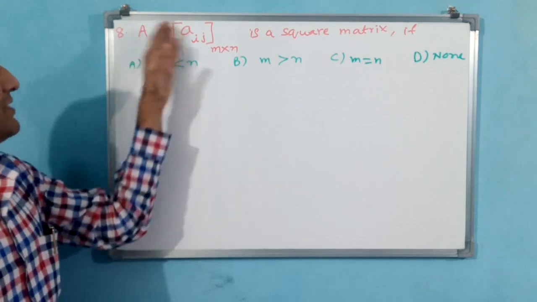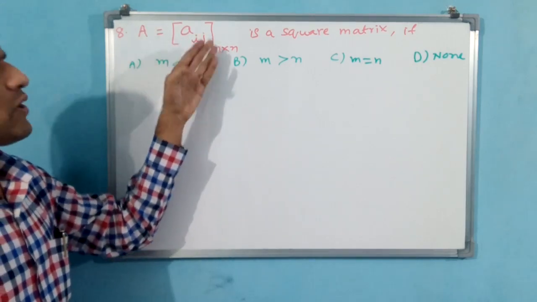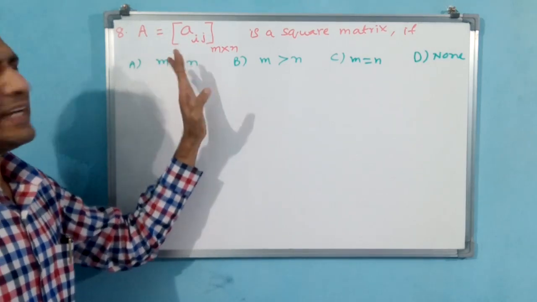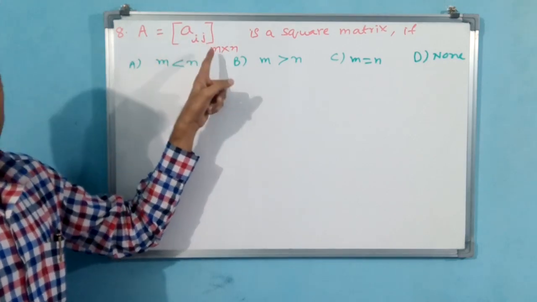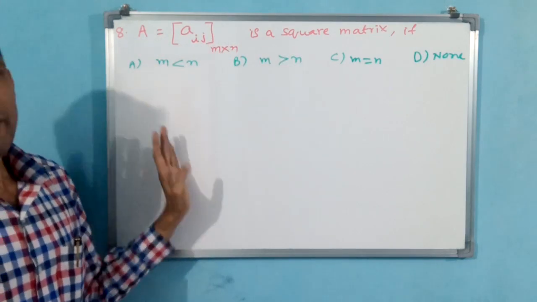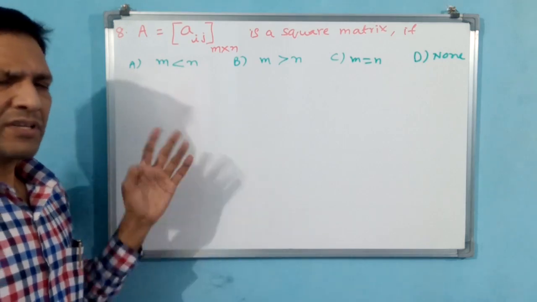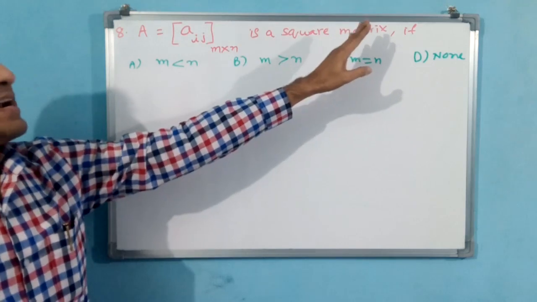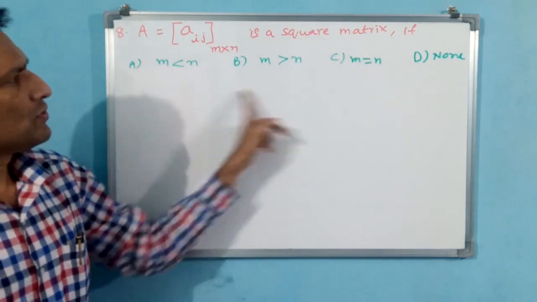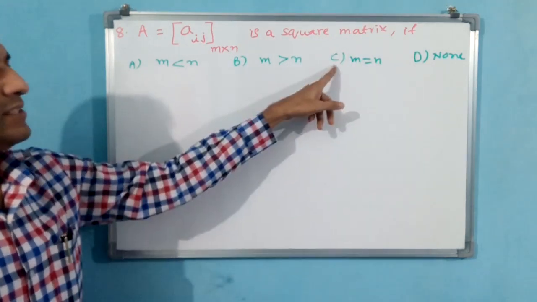Now you see, this is standard practice only. Matrices are given with A, I, J, M, N as standard. Even if they don't write it, if A is a square matrix and they are asking about M, N, these are standard practices. For a square matrix, you have to see the answer. What will be the answer? C will be the answer.